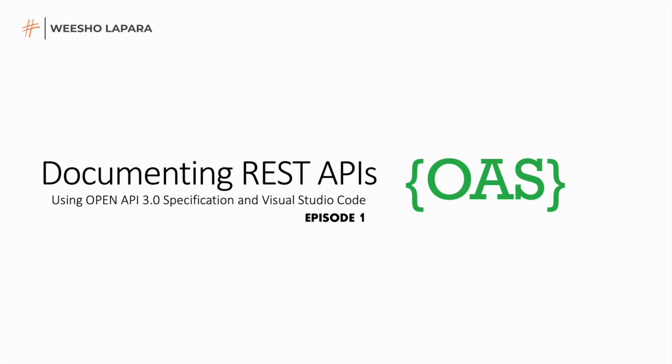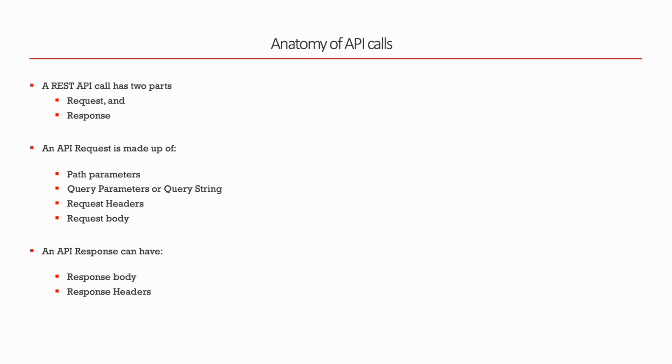A REST API call has two parts, request and response. A request, depending upon the implementation, would have at least two parts, but it can also have path parameters and query parameters or query string. An API response will always have two parts, response body and response headers. So what are each of these parts?